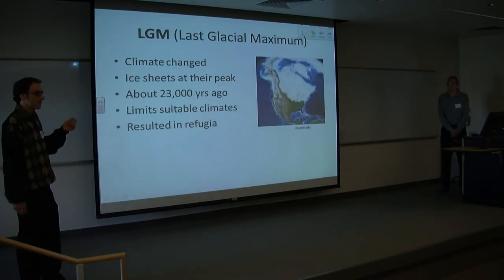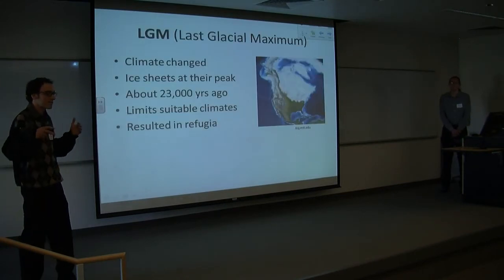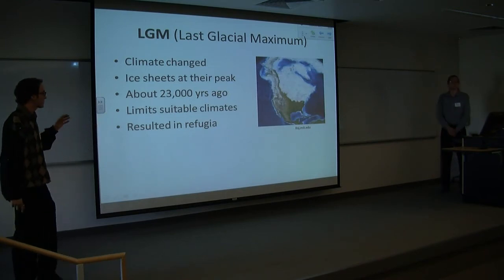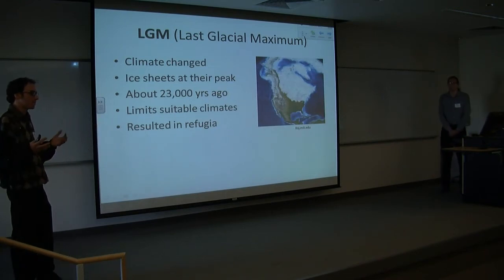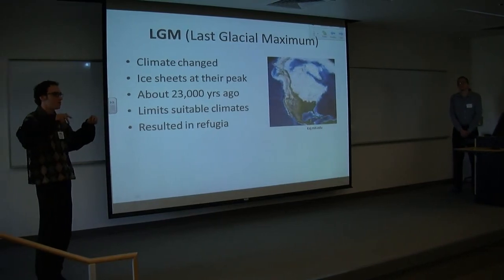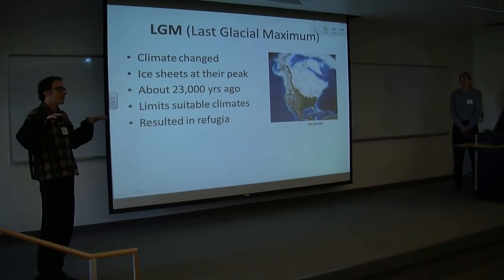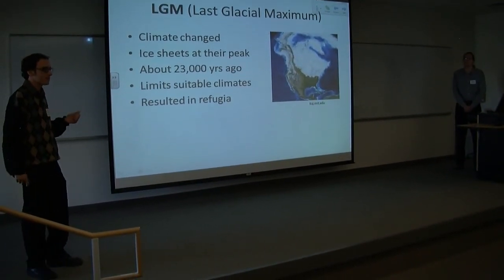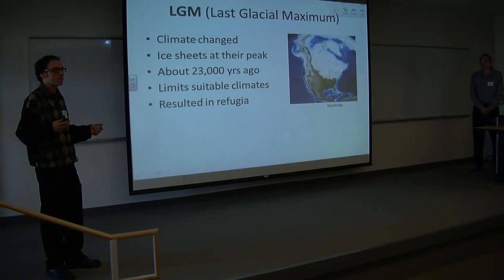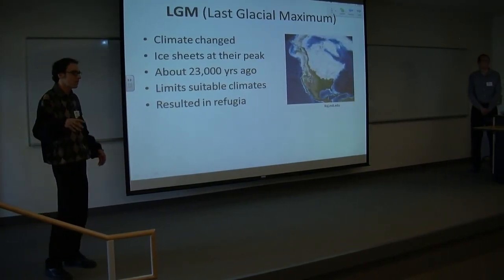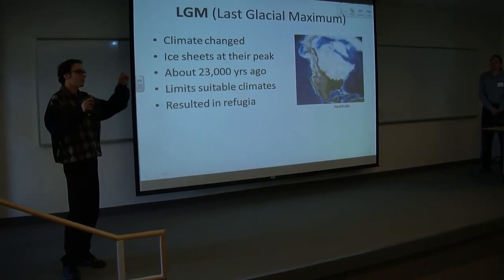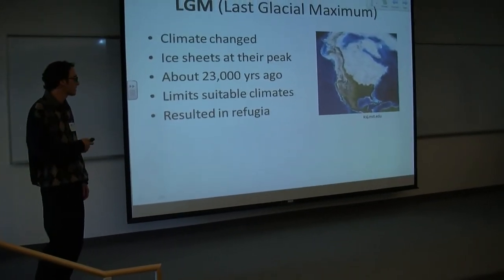Now, the last glacial maximum was when ice sheets were last at their peak. It's about 23,000 years ago. This resulted in plant populations that were dispersed being forced into refugial populations. So they're really limited to where they could grow when the climate changed. Now, if we're looking at a parasitic plant, they're not only limited to where they can grow, but they're also limited to where their host grows. So because of this climate change, multiple refugia formed during this last glacial maximum.